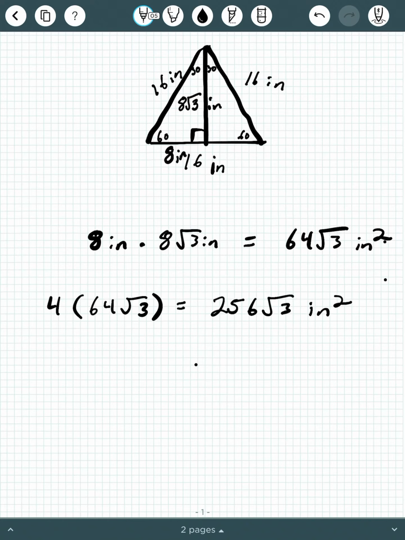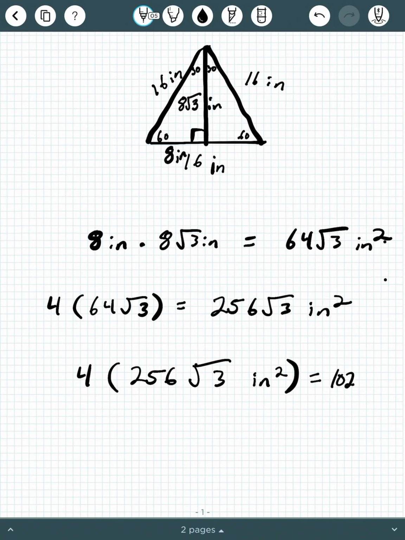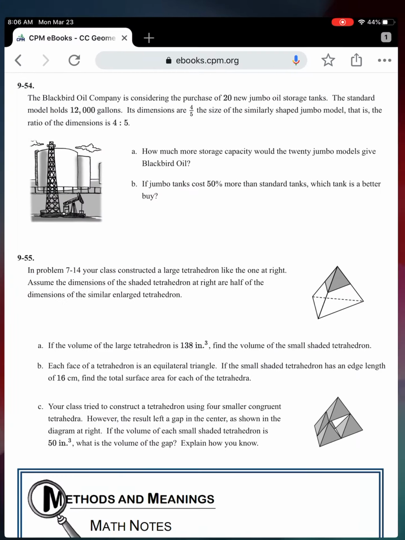If I want the surface area of the largest one, well, we know that the relationship between the surface areas is the scale factor squared. The scale factor between those was 2, so if we square it, it'll end up being 4 multiplied by 256 radical 3 inches squared. And when we actually do that math, we'll get 1024 radical 3 inches squared for the largest tetrahedron and its surface area. So that's an application using scale factors.